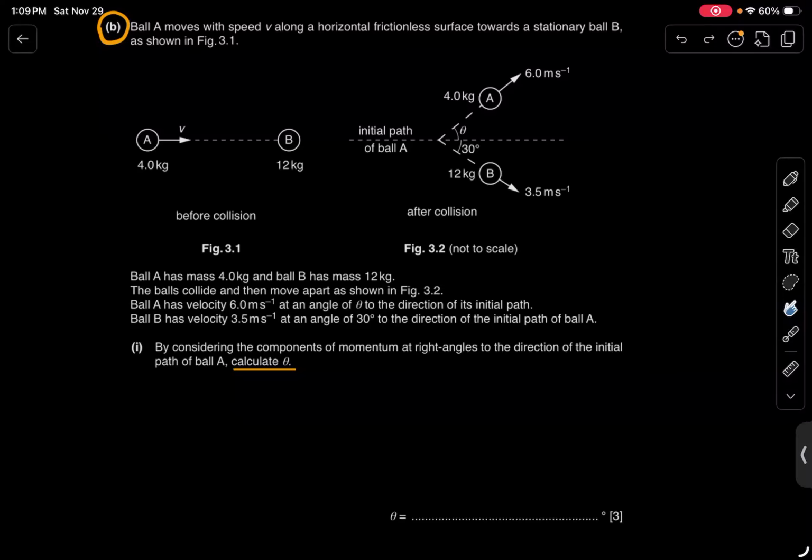Okay. They've given you a hint: by considering the momentum at right angles to the direction of the initial path of ball A. So he's talking about trying to consider the vertical momentums. Okay, I'll wait 1 more minute and then we'll do it. It's a really good one. When you see me solving it, you will see that it was so easy.